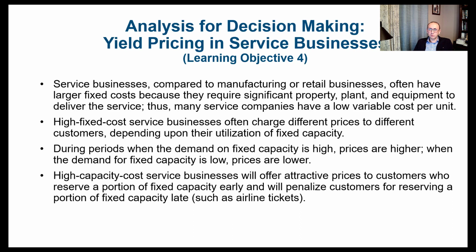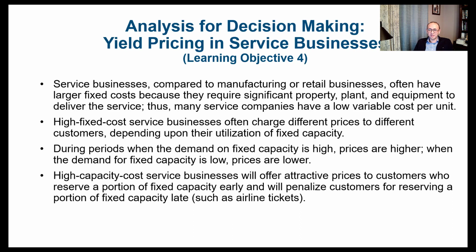So service businesses compared to manufacturing or retail businesses often have larger fixed costs because they require significant property, plant, and equipment to deliver the service, and therefore many service companies have a low variable cost per unit. Thinking about hotels, airlines, hospitals, they have a lot of investment in property, plant, and equipment. And the variable cost compared to their property, plant, and equipment is very small. So high fixed cost service businesses often charge different prices to different customers depending upon their utilization of fixed capacity.